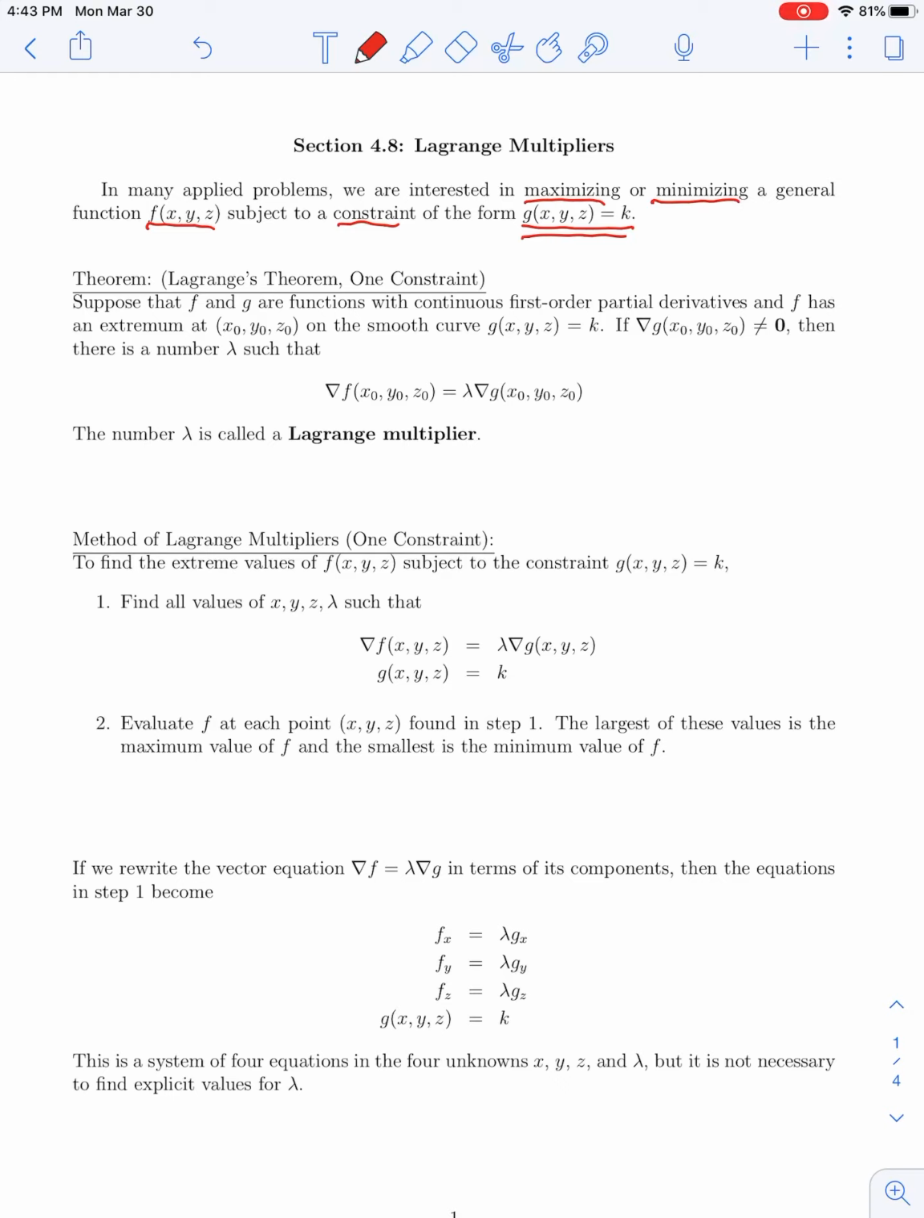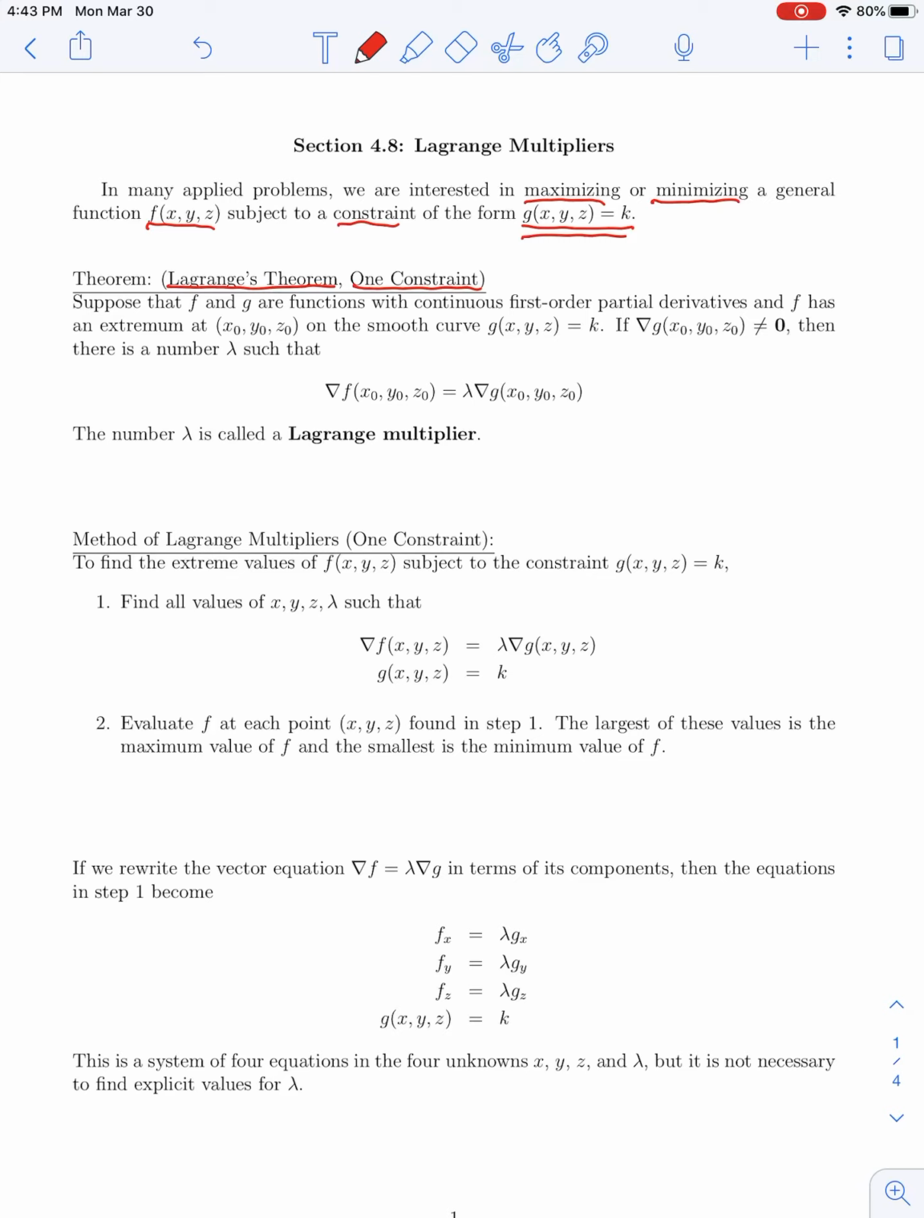But it is not always easy to solve this constraint equation g for the variable z or any one particular variable. So another method we can use to optimize a function subject to a constraint would be a method known as the method of Lagrange multipliers. And before we can introduce that method, let's introduce a theorem which our method is based on.